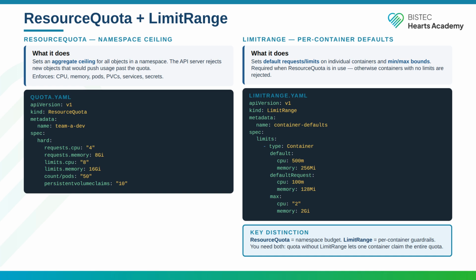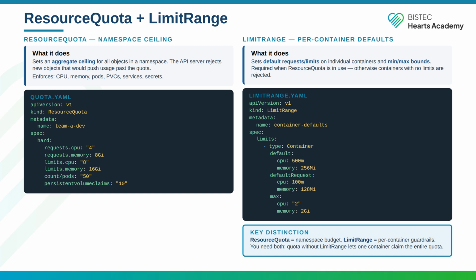Limit range sets per container defaults and minimum and maximum bounds. The critical interaction between the two: if you have a resource quota in place and a pod's containers have no resource requests, the admission controller rejects the pod because it cannot account for it against the quota. Limit range fixes this by injecting defaults automatically. You should always deploy both together.